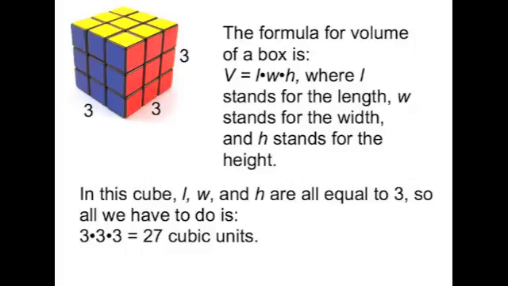The formula for the volume of a box is volume equals LWH, where L stands for the length, W stands for the width, and H stands for the height. So in this cube, L, W, and H are all equal to 3, so all we have to do is 3 times 3 times 3, or 27 cubic units.